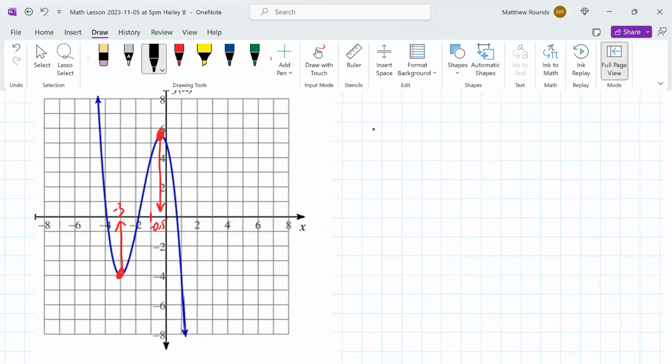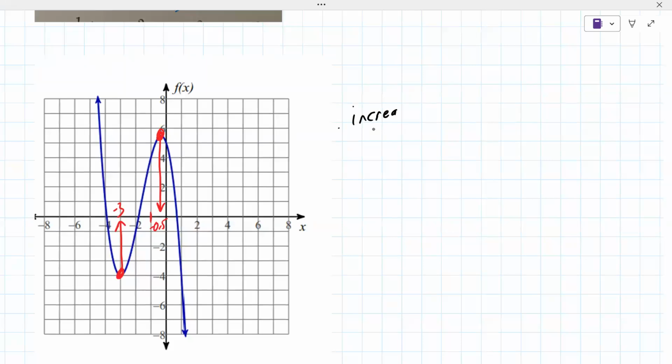Okay. So where is it increasing? Where is the graph going up and to the right? From -3 to -0.5. Now where is it decreasing? -0.5 to negative infinity.